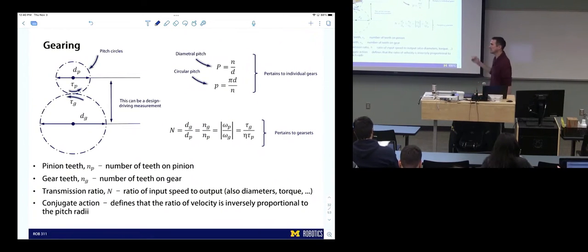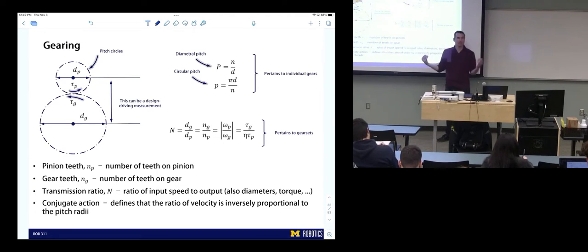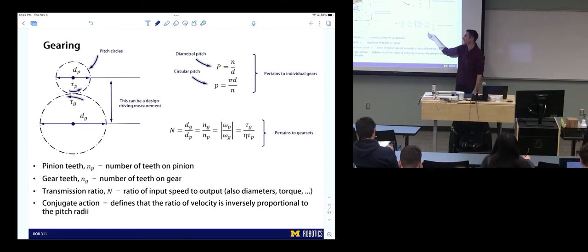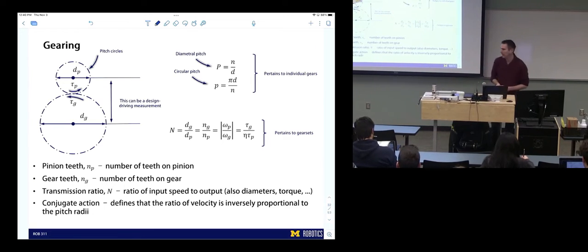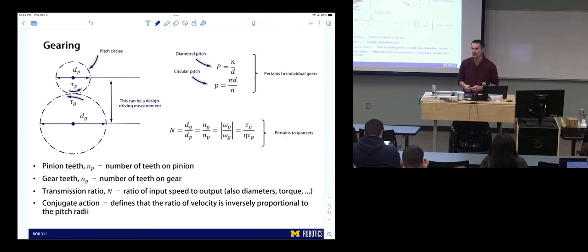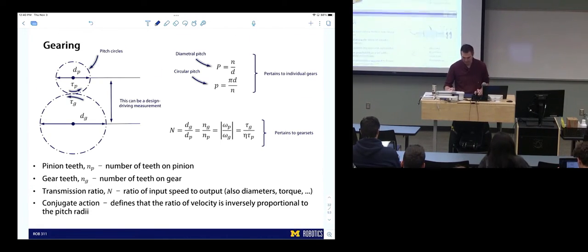We talked about gearing. These are the main equations that define gear ratio from two spur gears, the relationships between their diameters, their number of teeth, their velocity, their torque. I put efficiency in there, just so you see that it's still part of it. But this probably wouldn't be a part of N, but it would affect the torque. Pinion is a small gear. The gear is the large gear.